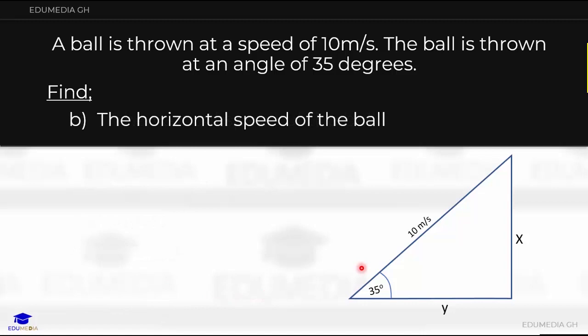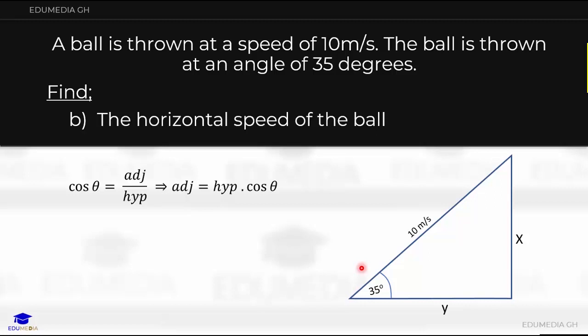The second part of the question is to find the horizontal speed of the ball. For this also we use a trig function. And for this trig function, we're going to use the cosine. So we lay down the formula: cosine or cos theta equals adjacent divided by hypotenuse. You can still go ahead and simplify this formula, since we are looking for the adjacent. We will have adjacent equals hypotenuse times cos theta.